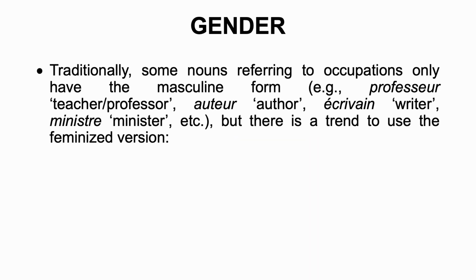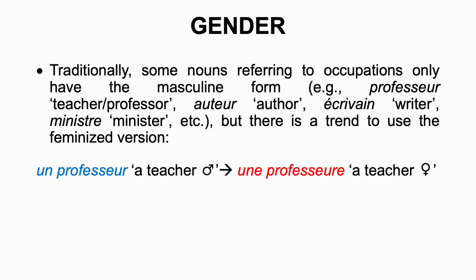Traditionally, some nouns referring to occupations only have the masculine form, including professeur, teacher, professor, auteur, author, écrivain, writer, or ministre, minister. But there is a trend to use the feminized version. So, for instance, un professeur, a male teacher, becomes une professeure, a female teacher. So here we add an extra E to make it feminine.